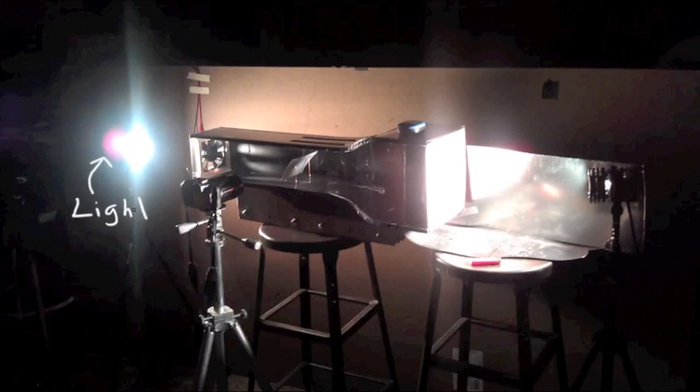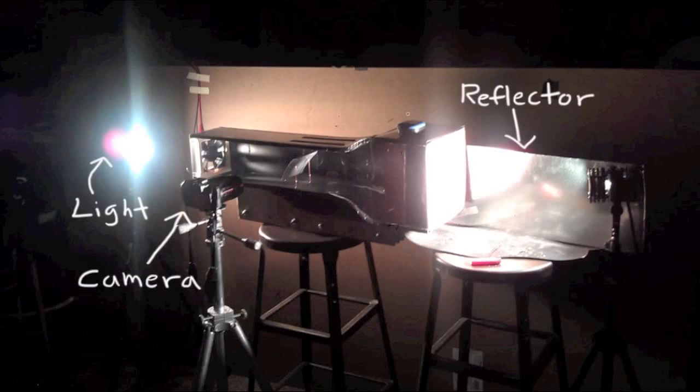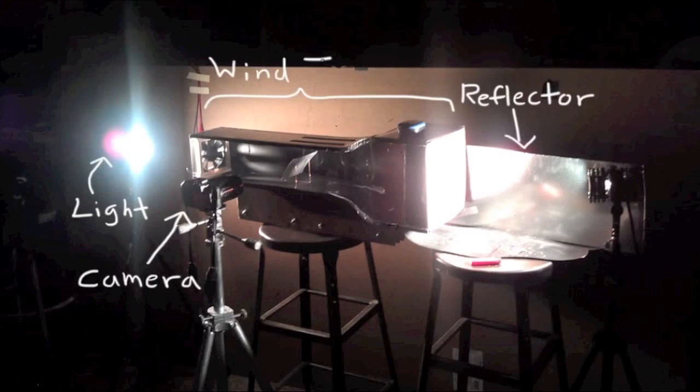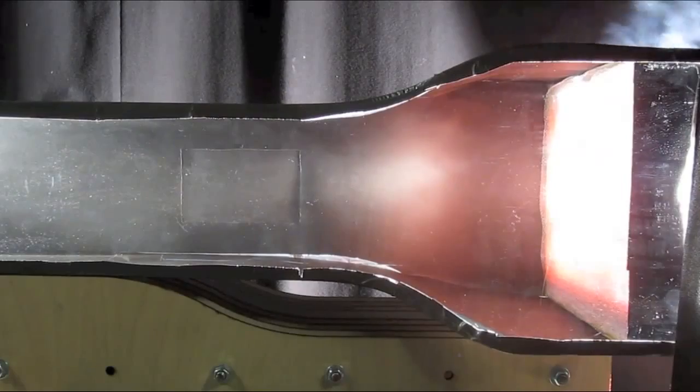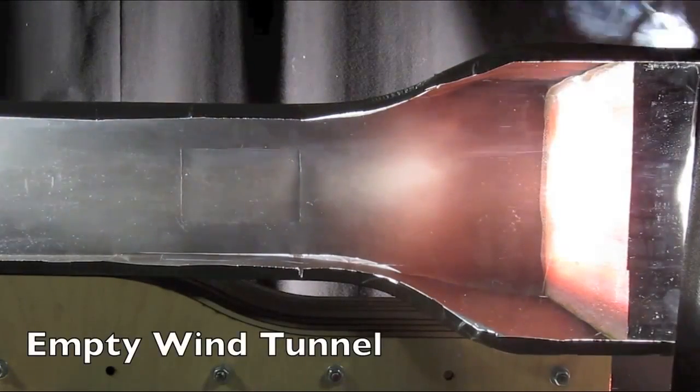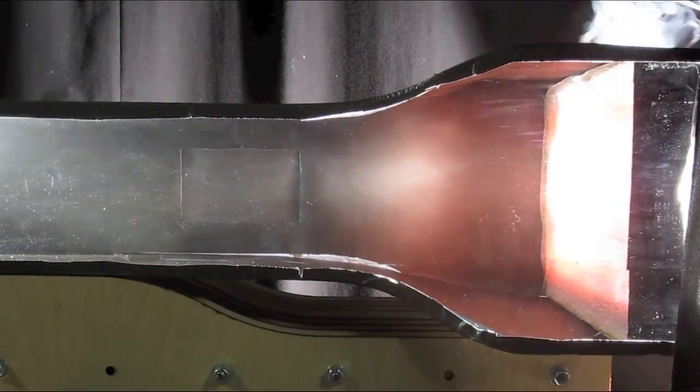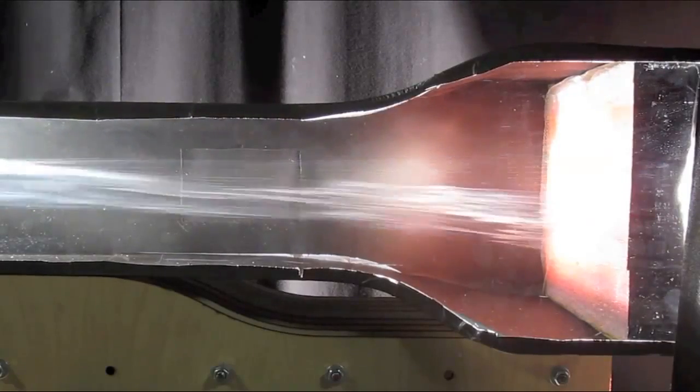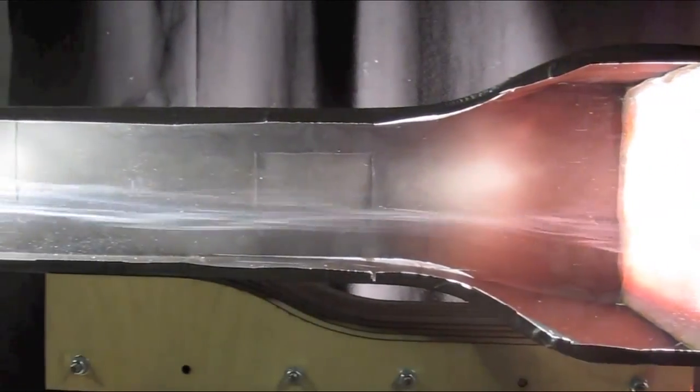When performing the experiments, we use lights to illuminate the test section. It is important to redirect the light in the wind tunnel to create a good contrast between the smoke and background. In this empty wind tunnel, you can easily see the flow. From the nozzle to the test section, you can see the smoke accelerating and flowing smoothly through to the other side. Now let's get down to the fun stuff.